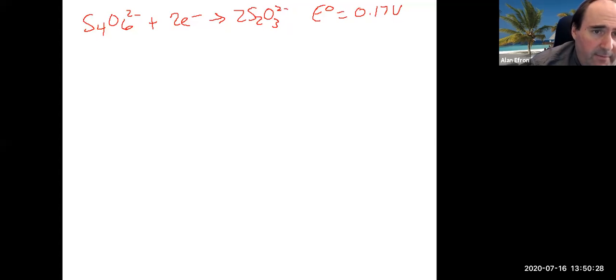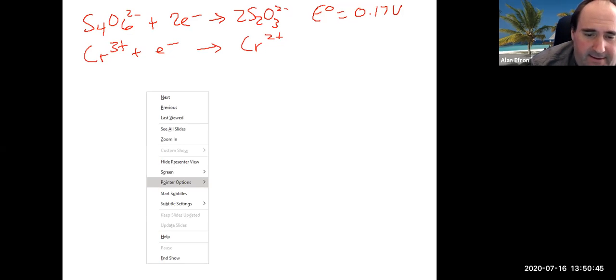We found out that the chromium is our anode, so we need to flip that reaction. So we're going to get Cr3+ plus an electron going to Cr2+. I just wrote that the wrong way, so let me try that again.